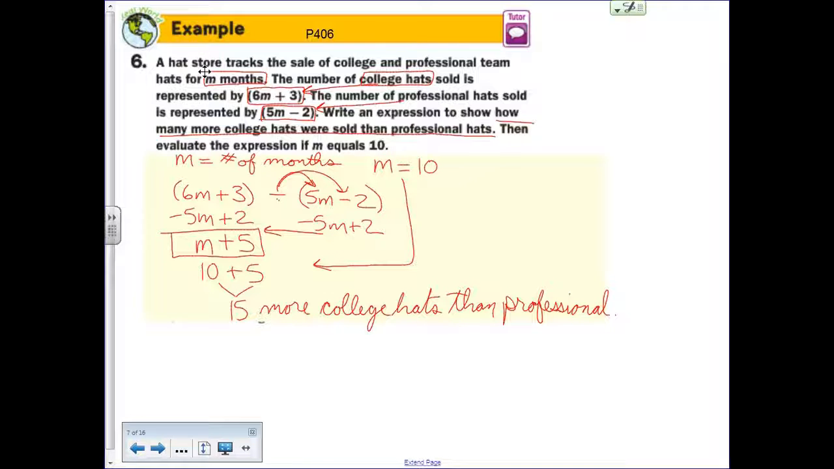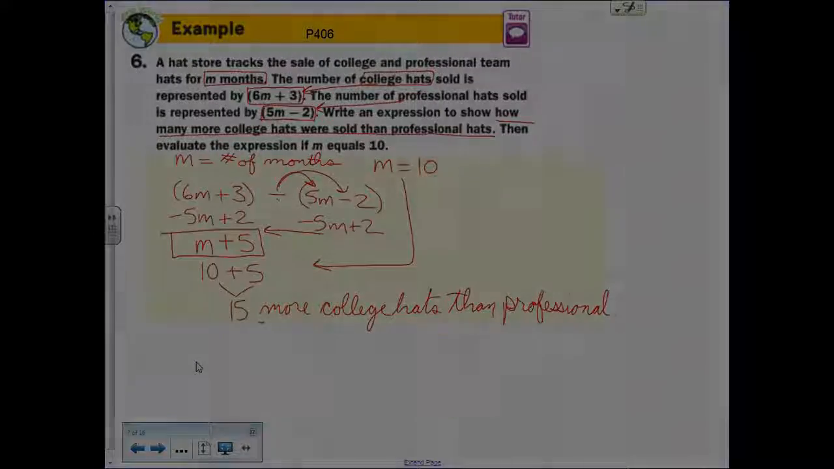Alrighty, so that gets us through our last example. You should go on and complete the letter problems that we will go over together.